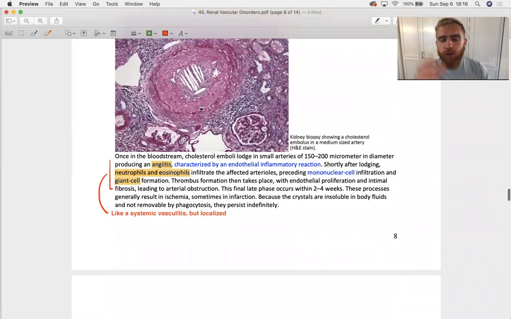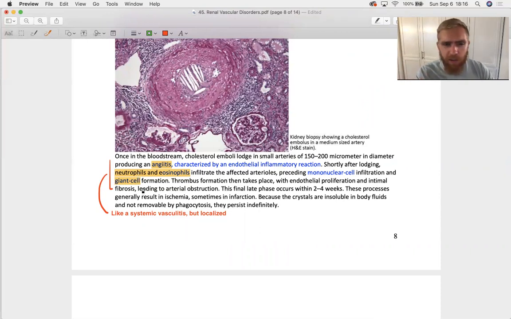And if you were to slice open a blood vessel where this is occurring, you're going to see histology that essentially looks like a vasculitis, but confined to one area of the kidney. So you'll see angiitis, which is inflammation of the walls of a small, medium, or large blood vessel. You'll see neutrophils and eosinophils, an acute inflammatory reaction. And you might also see giant cells, as you might see in something like a Takayasu arteritis, or that giant cell arteritis, temporal arteritis.